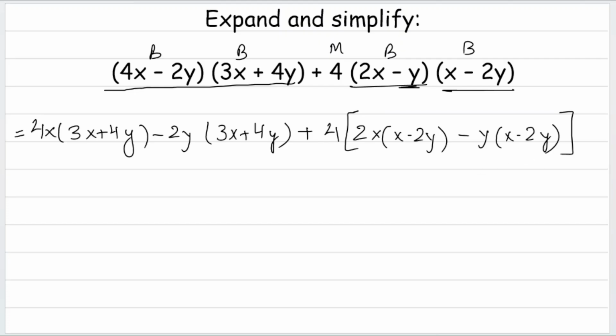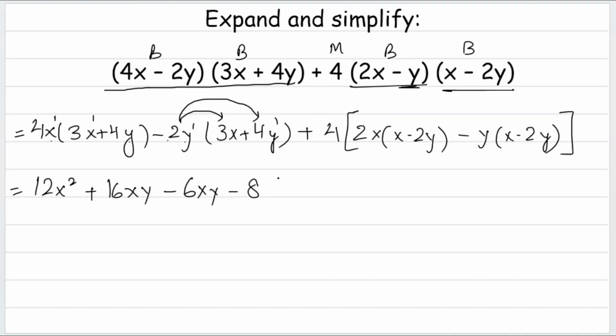So let's start. 4 times 3, 12. 12x square, x to the exponent 1, x to the exponent 1, 1 plus 1, 2. Plus 4 times 4, 16xy. Minus 2 times 3, 6, yx or xy. It's the same thing. You write xy or you write yx, it's the same thing. Minus 2 times 4 is minus 8, y to the exponent 1, y to the exponent 1, and this is minus 8y square.